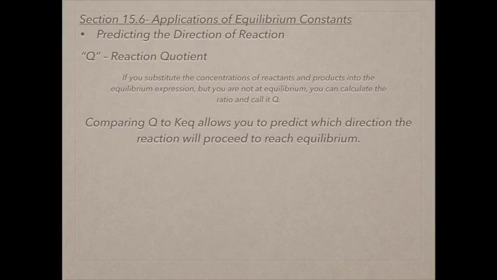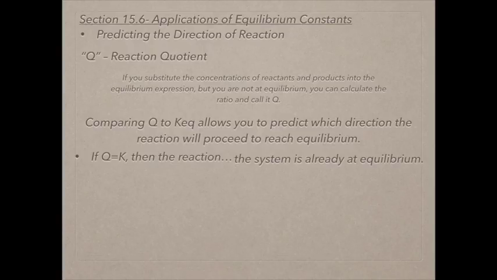By comparing your Q and your K_eq, which is your equilibrium constant, whether it's your Kc or your Kp, you can predict what direction the reaction is going to proceed. For example, if your Q equals your K, that tells you that your reaction is already at equilibrium. If instead your Q is larger than K, let's think about what this means.